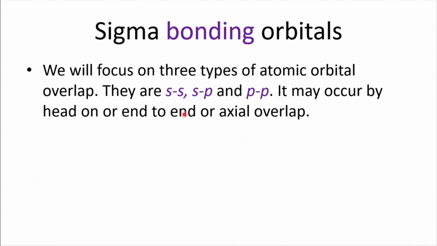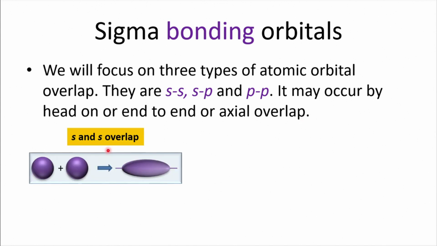So, that is the reason in this session and the remaining few other sessions, when we focus on molecular orbital theory, we will be mainly focusing on S and P orbitals only. This overlap may occur by head on or end to end or axial overlap. So, these are all the various types of overlap. We will be looking at each one separately.